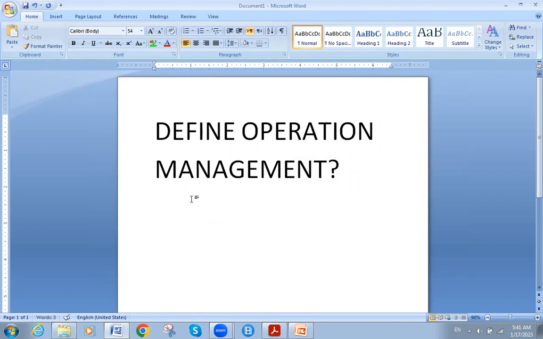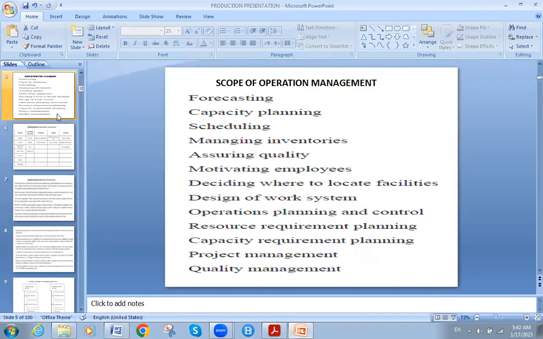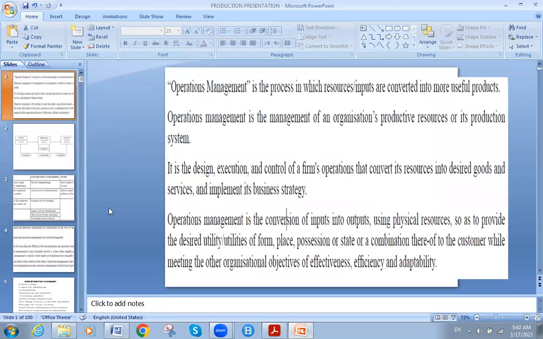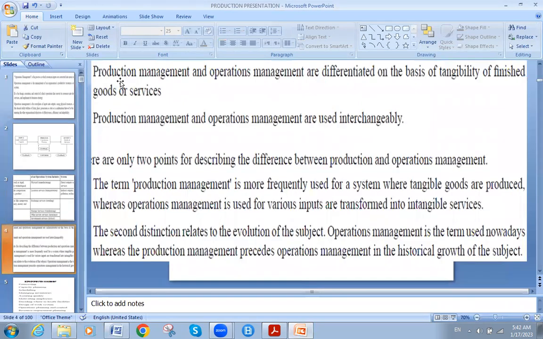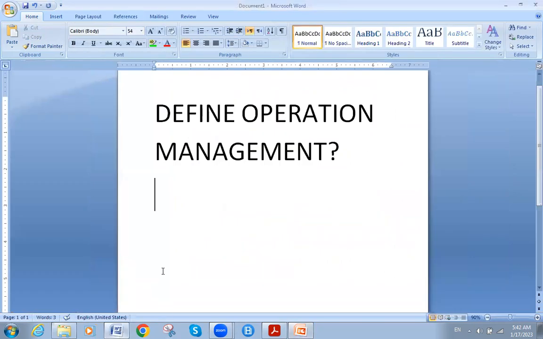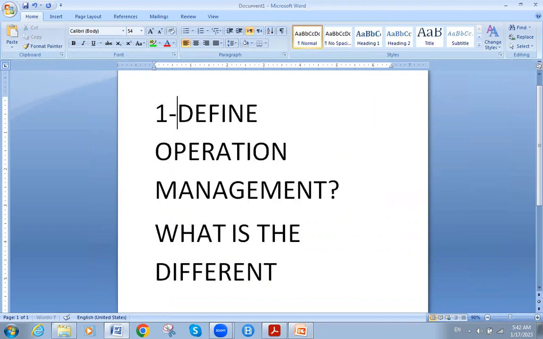You can also draw the graph here in this question, like this graph. You can draw it so that it can help you. You can draw the input, process, outputs. Here is the operation management definition. This is the first question, question one here.